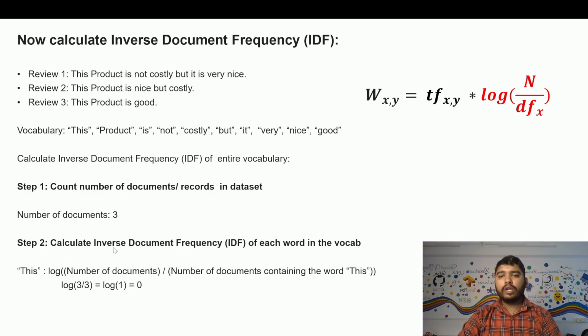Second, calculate the inverse document frequency of each word in our vocab. The first word of the vocab is "this". So how will we find IDF? First of all, we find the number of documents, which is 3. Then we need to find the number of documents containing the word "this". Here we can see all of these sentences have the word "this", so we put 3. The formula is log 3 divided by 3, which is equal to log 1, and the value of log 1 is 0, right?